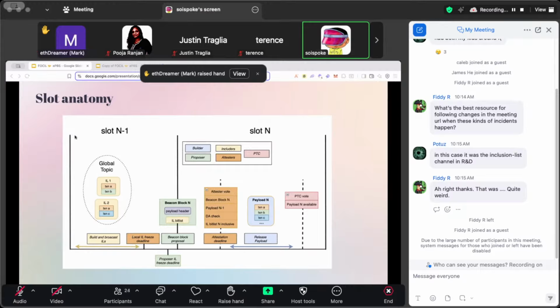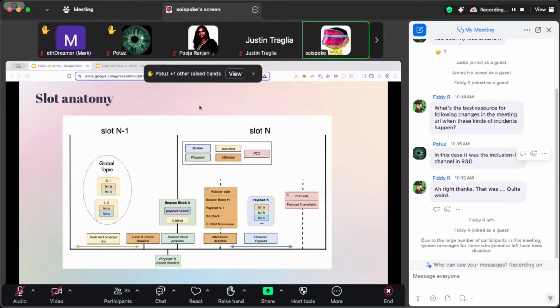Yes, Mark. So, does the PTC need to check if the IL list was respected when it votes on whether or not the payload was available? Yeah, so that's basically the design choice we have, and I will get into it later. It's either done by the attesters of slot n or by the PTC. It can be both. Okay.